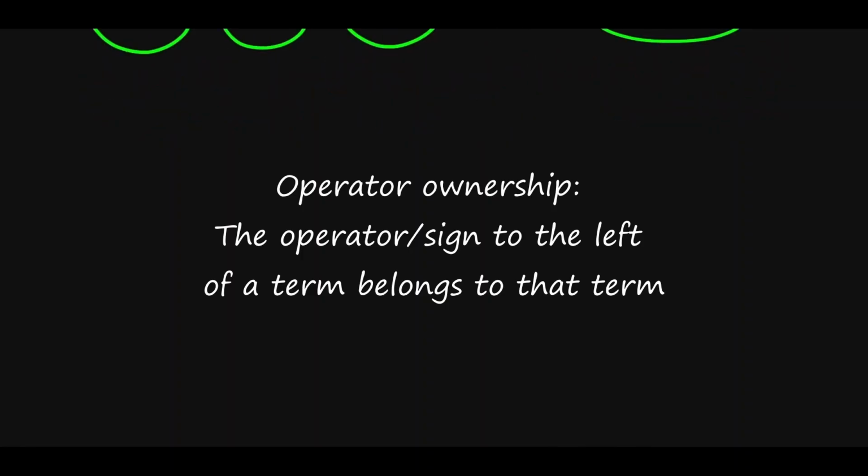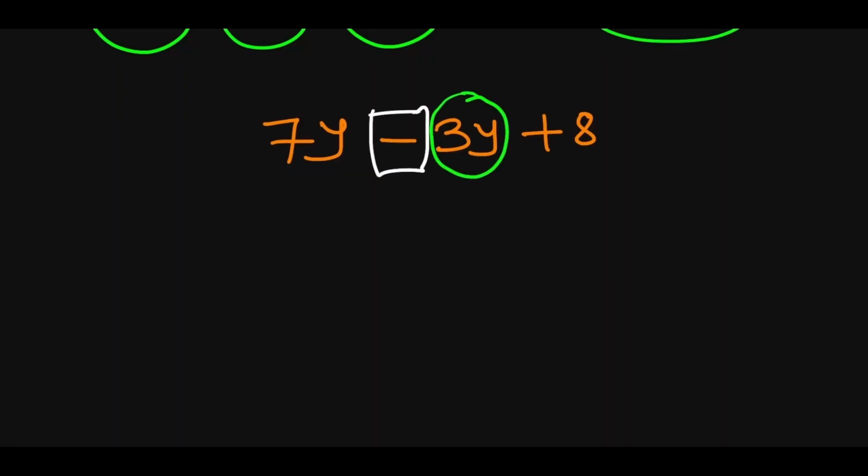It means that the operator or sign to the left of a number or a term belongs to that term or number. As an example, look at this expression on your screen. Here, this 3y is a term. This minus sign here is beside it. So this operator ownership I'm talking about means that this 3y owns this minus sign. So minus 3y is a unit. That's what I'm talking about.